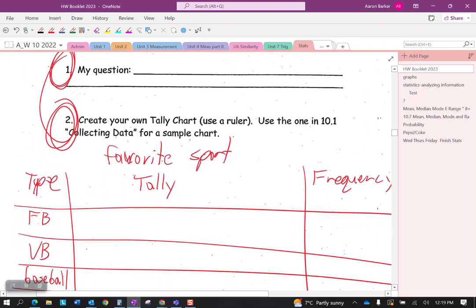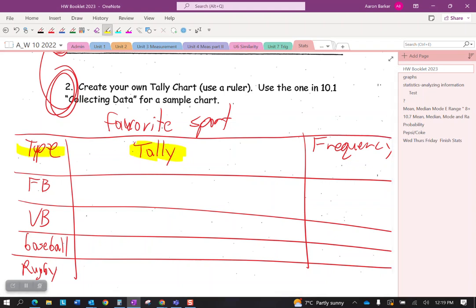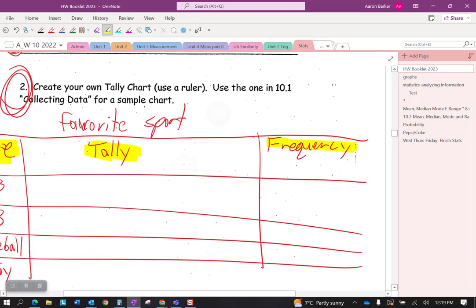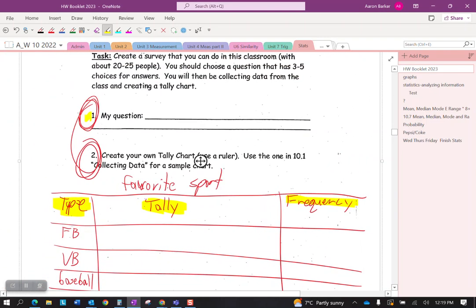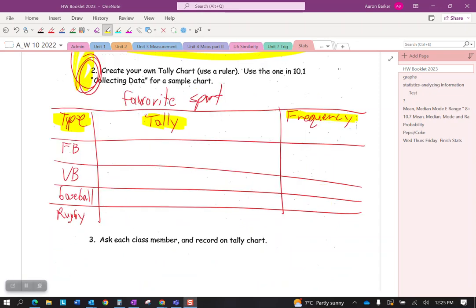Then you're going to create a tally chart. Okay. So for mine, I had favorite sport. That was like my title. Then you have to have your tally. Come up with your 4 to 6 choices and have your frequency. So what I want you to do right now is I want you to do numbers 1 and number 2. Write down your question, make up a frequency table. Go. Wait, you should have your question. You should have your tally chart made.